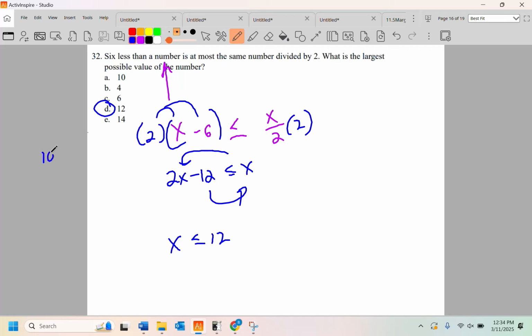And I guess you could go through and you could do the numbers. You could say, okay, 10 minus 6 is 4. And if I took 10 and divided it by 2, I'd get 5. It does satisfy the idea that it's at most. It does. But yeah, that doesn't work.